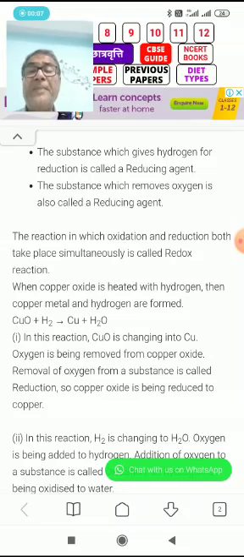Once again, the substance which gets oxidized acts as a reducing agent, and the substance which gets reduced acts as an oxidizing agent.